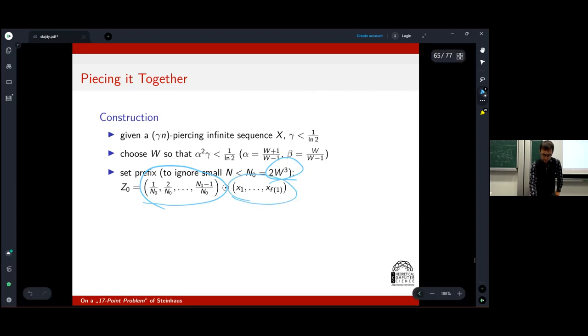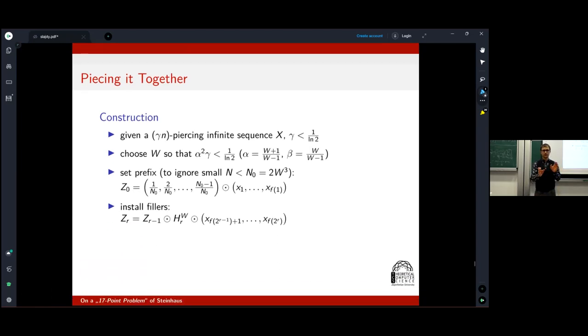And then I start adding points from this piercing sequence. I add the first batch, then the next batch, add a filler, add the next batch, add a filler. These fillers are of size like omega to the fifth points in each filler. But this part gets bigger and bigger, every next step is twice bigger than the previous one. And this way, in the end, I get a strongly piercing sequence.